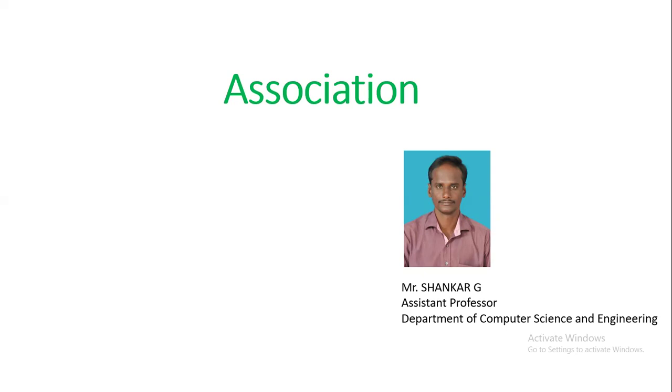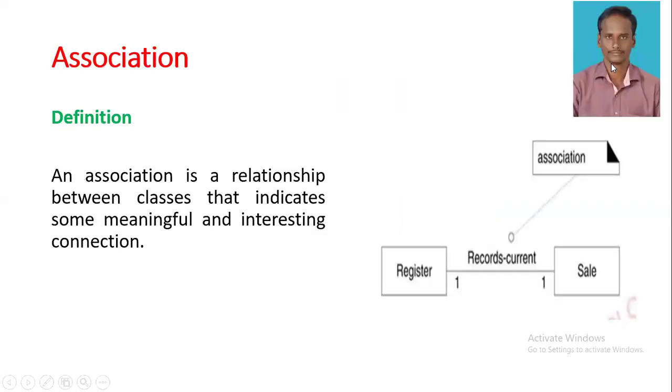In this video, we are going to discuss associations from object-oriented analysis and design. Let us see what is association. An association is a relationship between classes that indicates some meaningful and interesting connection.